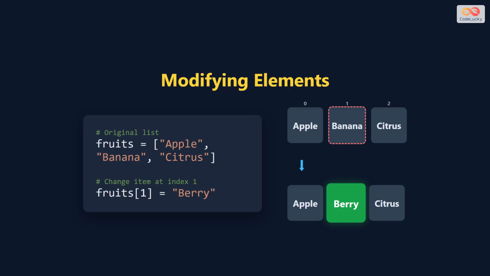Since lists are mutable, we can change their values easily. You simply refer to the index you want to change and assign a new value to it. Here, we are replacing the item at index 1, changing banana to berry.